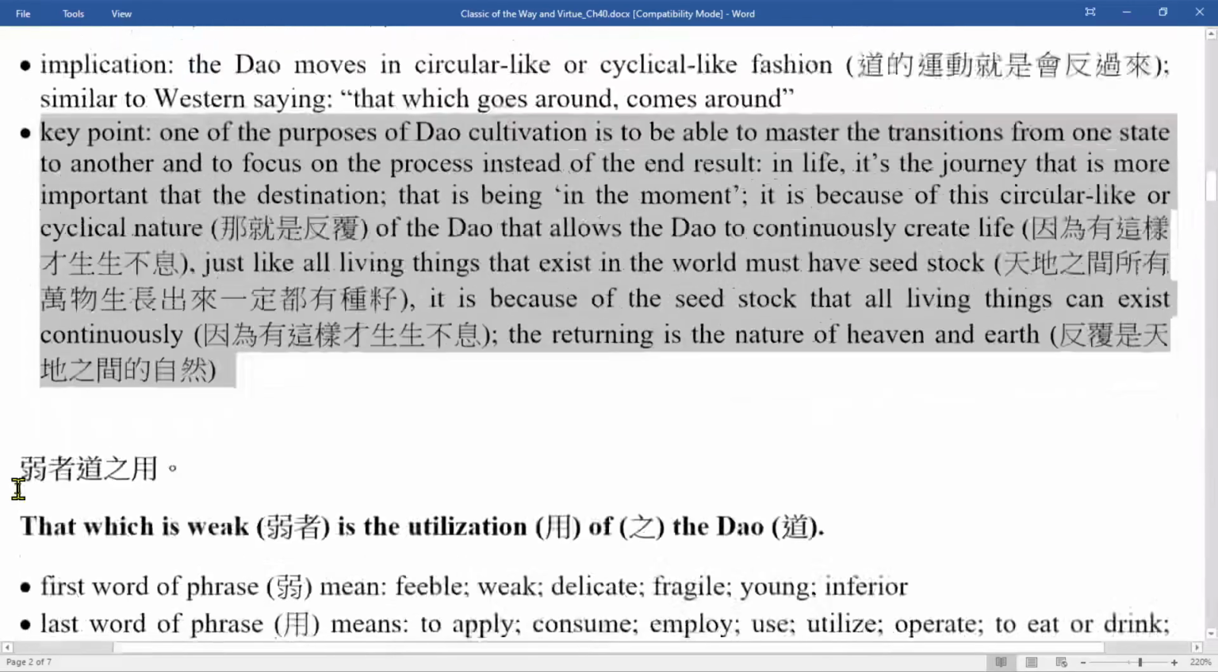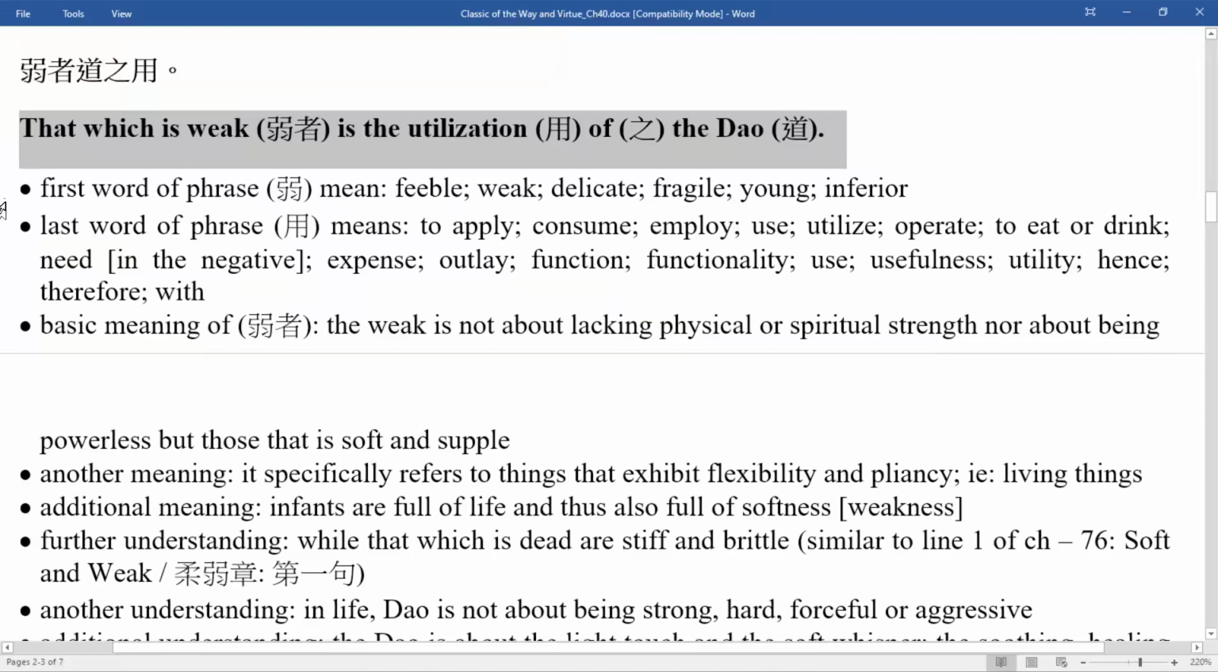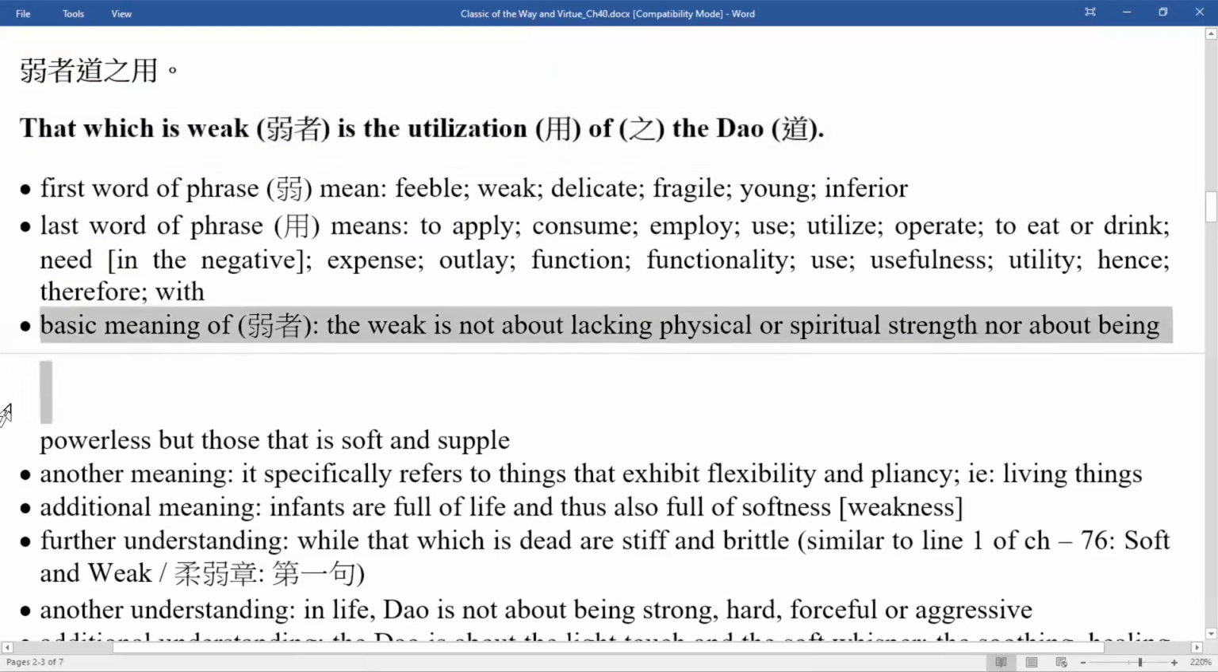Second phrase of section 1. That which is weak is the utilization of the Tao. Why did he choose the word weak? That's interesting. So the basic meaning is that the weak is not about lacking physical or spiritual strength, nor about being powerless, but about that which is soft and supple. So just understand, even though this is the direct translation, weak, Lao Tzu is not talking about being physically or spiritually weak. He's talking about softness and suppleness.